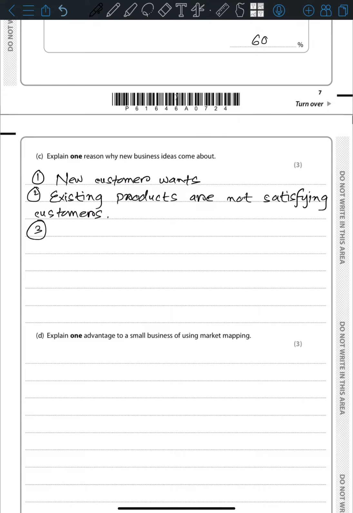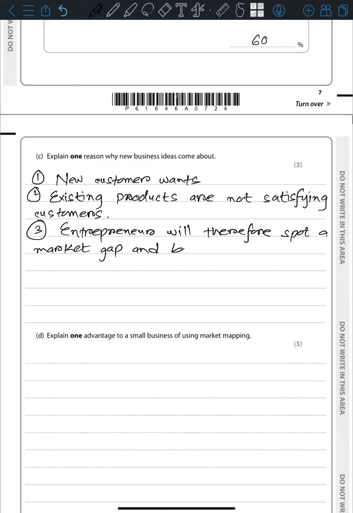And the third point is this means that the owner of the business or the entrepreneur will spot a market gap and then take advantage of it and build an opportunity for itself. So the entrepreneur will therefore spot a market gap and build a new opportunity for the business.